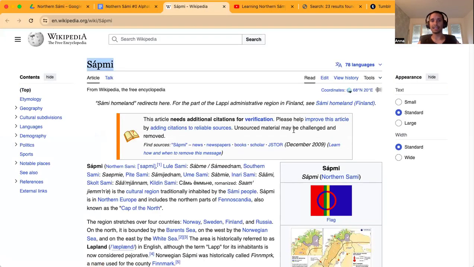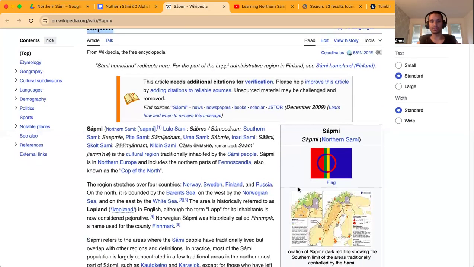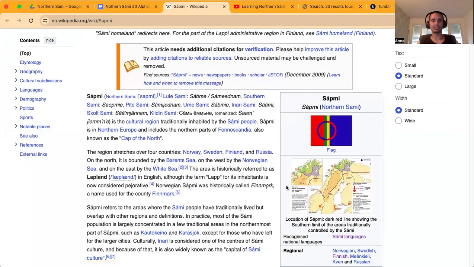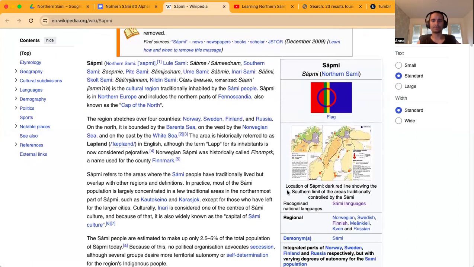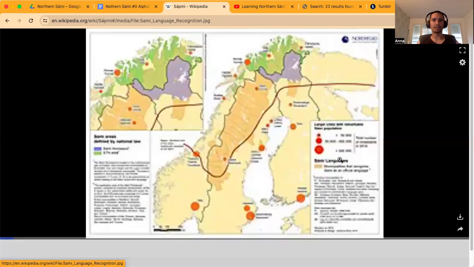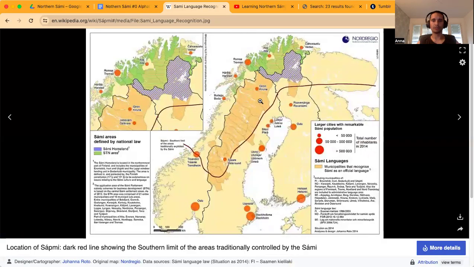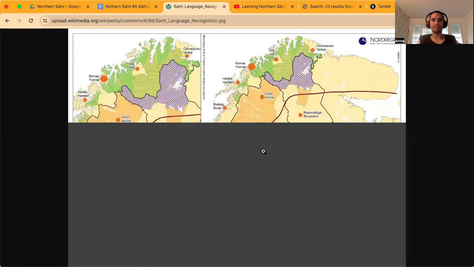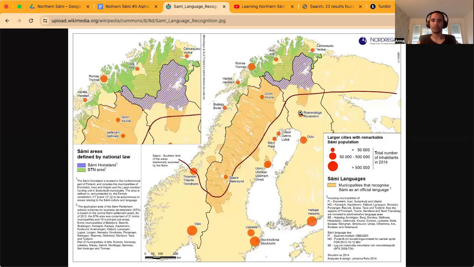So Sápmi is actually the region. It's like Sámi land, the area where Sámi languages are spoken. Here you can see Northern Europe, Northern Finland, Sweden, Norway, and Russia. You can see here the line goes here. So inside this area, this is the traditional area where the Sámis have lived.